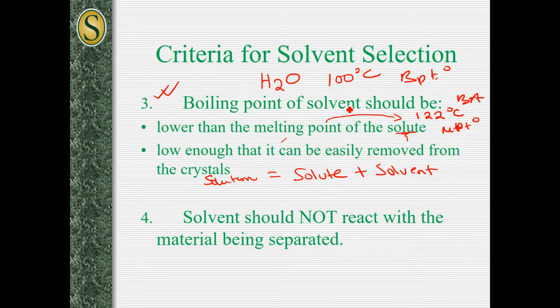Alright, why do we need it to be low enough? It needs to be low enough so it can easily be removed from the crystals after you form your crystals by filtration or evaporation. That's why we need the boiling point to be low enough. That's a very important point.